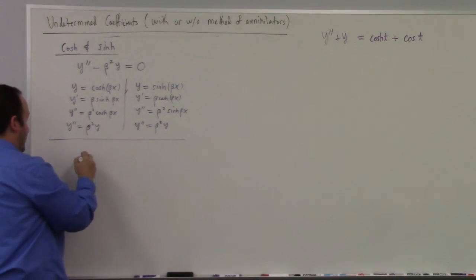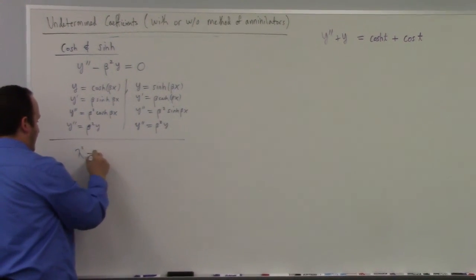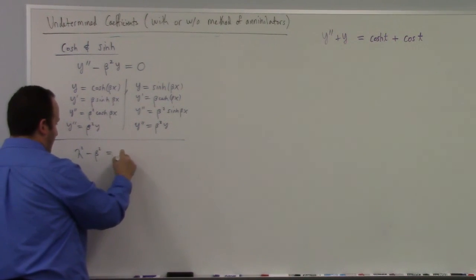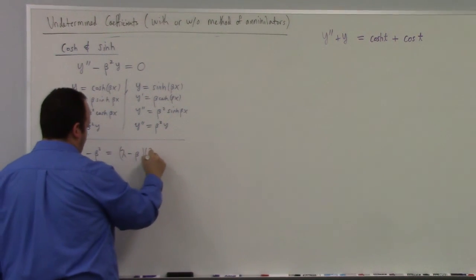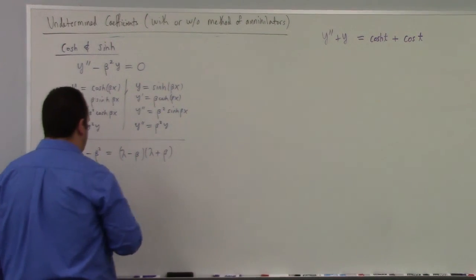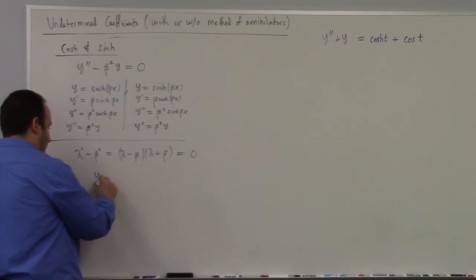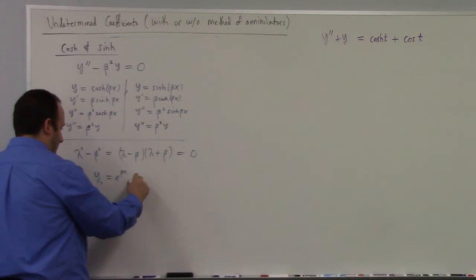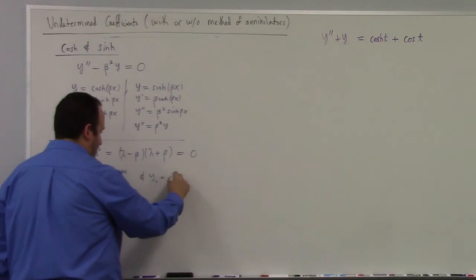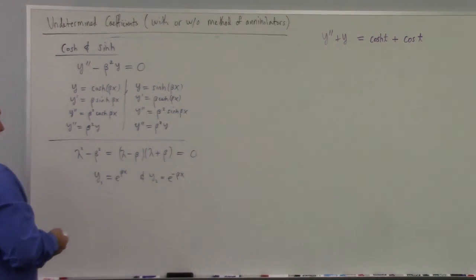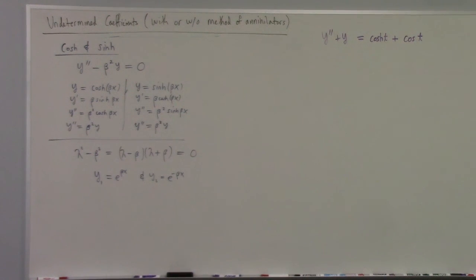Now, of course, the other way you can look at this is lambda squared minus beta squared is equal to what? Lambda minus beta, lambda plus beta, right? Equal to 0. So what would be our usual song and dance? We would say we got y1 equals e to the beta x and y2 equals e to the minus beta x. How are those the same as cosh and sinh? What is the deal here? How can we have these two different answers? Didn't I say solutions were unique in some sense?